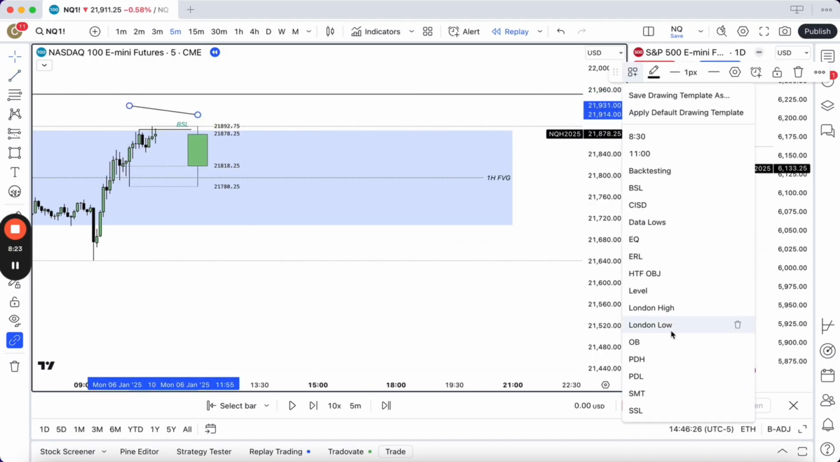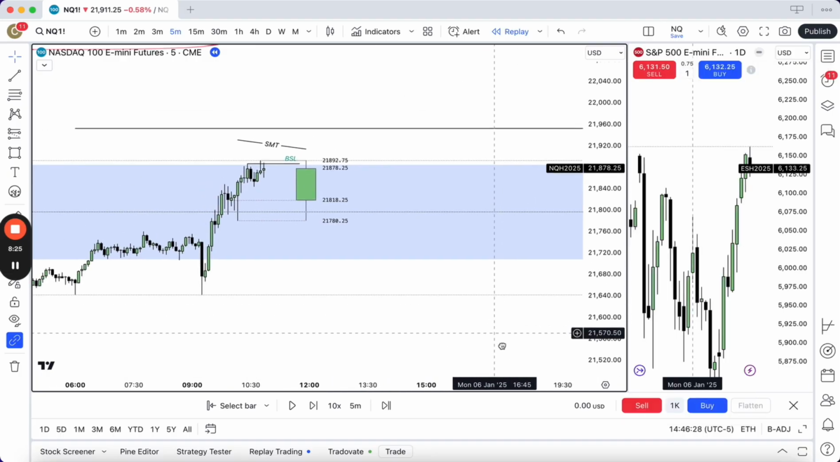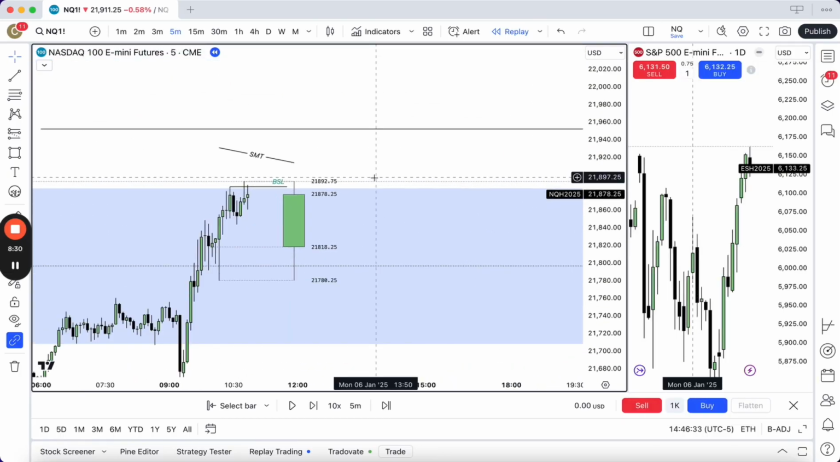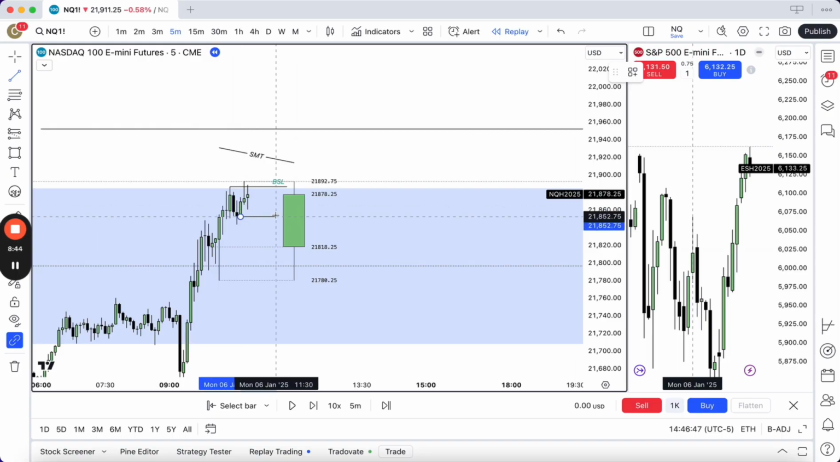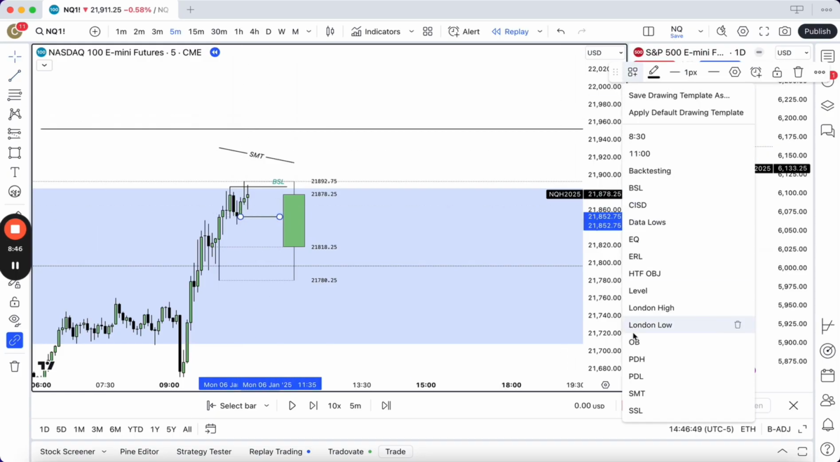Now, what is our third confluence? We need a change in state of delivery, which if you remember from my previous videos or my Twitter, you know that a bearish change in state of delivery is a candle closure under the series of up close candles that swept highs. Okay, so these are the up close candles that swept buy side liquidity. So our change in state of delivery would be a candle closure below this level.